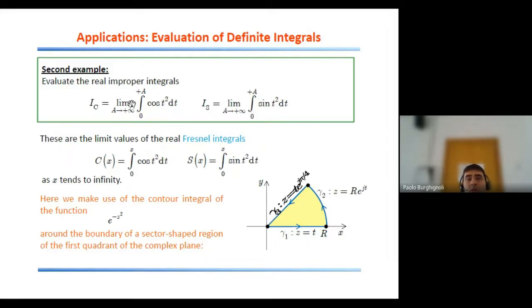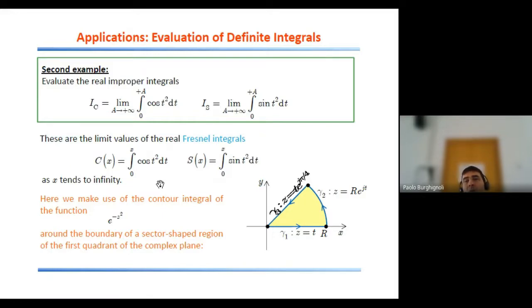Those two numbers is what we wish to evaluate, and those are the limit values of two functions that are known as Fresnel integrals, C of x, in which now x is the upper integration limit of the same integral with the cosine, and S of x, in which x is the upper integration limit of the integral in which you can see there is the sine. We will again make use of the Cauchy theorem.